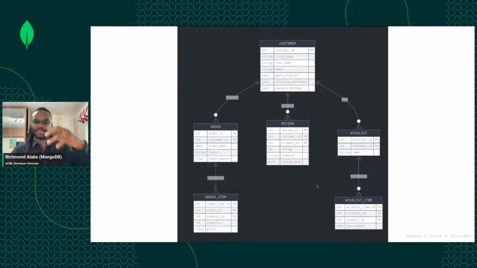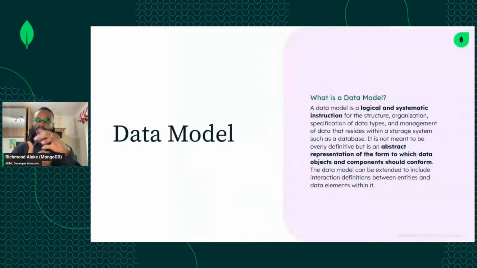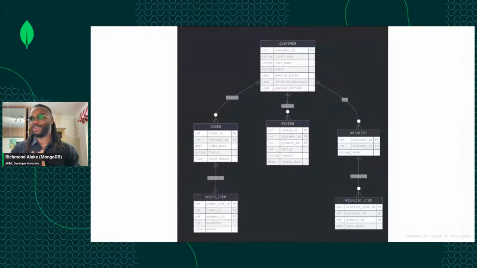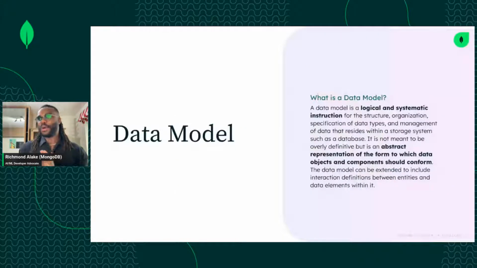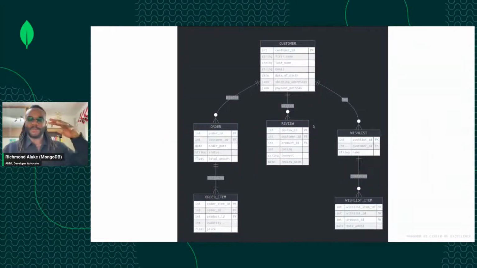So this is a data model. If you bring that thinking together, you can conclude that a data model is a logical and systematic instruction for the structure, just like this, for the structure and organization of data. And this is data that resides within any information system or storage system such as a database. But one thing is, a data model is just an abstract representation, it's not the data itself.